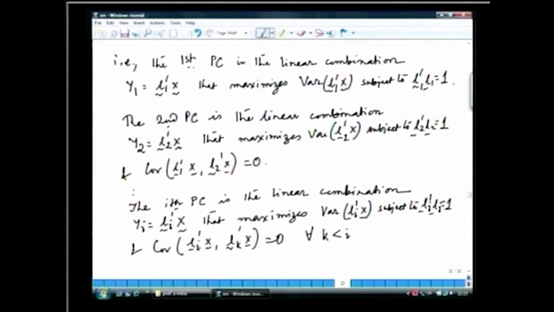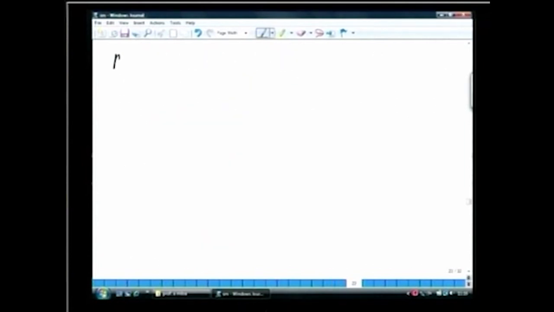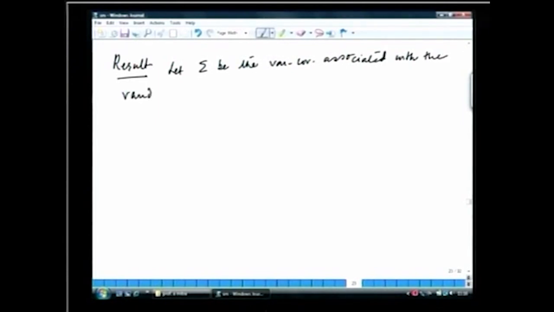Let us see that the way that we are describing the principal components, they can in fact satisfy all the properties. So, the first result is: let sigma be the covariance matrix, the variance covariance or the dispersion matrix associated with the random vector x. The whole exercise will be done through the eigenvalues and eigenvectors of this sigma matrix.